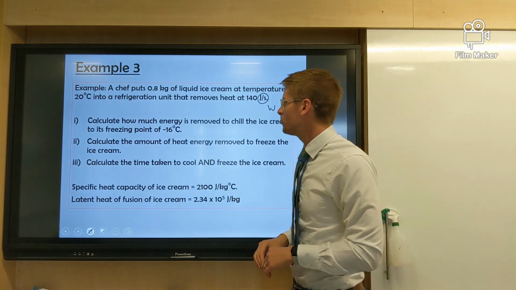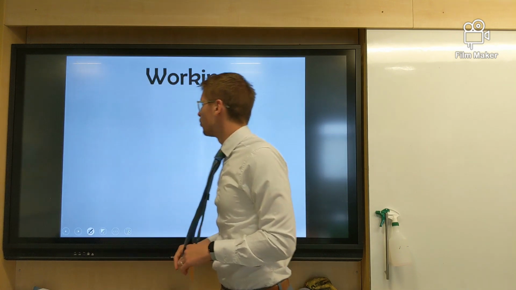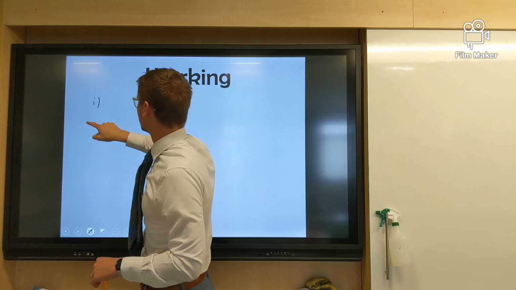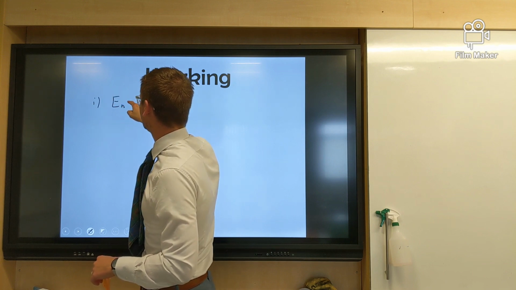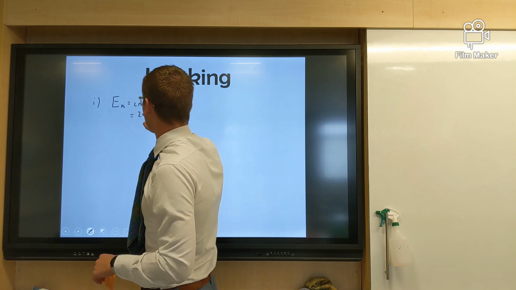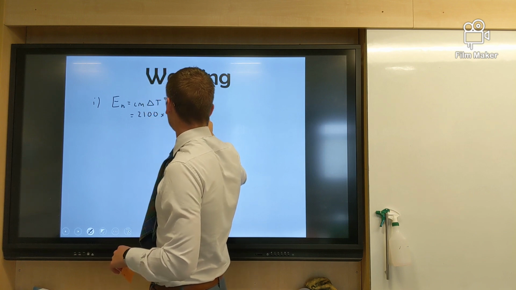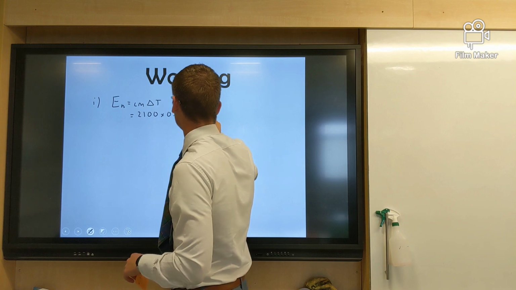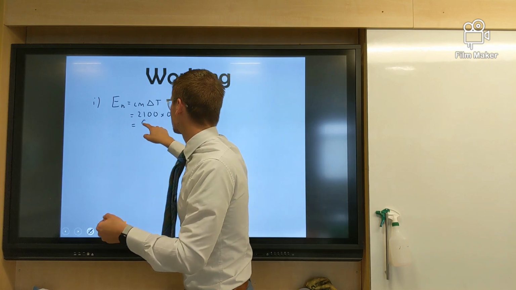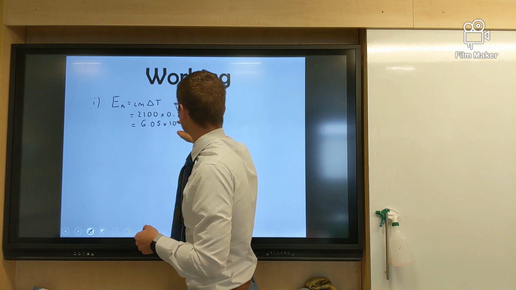Now, first question. Calculate how much energy is removed to chill the ice cream to its freezing point of minus 16 degrees Celsius. So, how do we do that? We're going to do EH equals Cm delta T, because we know it's a change in temperature. We knew that was 2100. It's 0.8. And the temperature change was 36, because it went from 20 degrees to minus 16. If I do that in my calculator, I get 6.05 times 10 to the power of 4 joules.